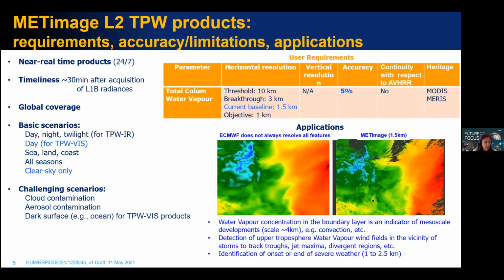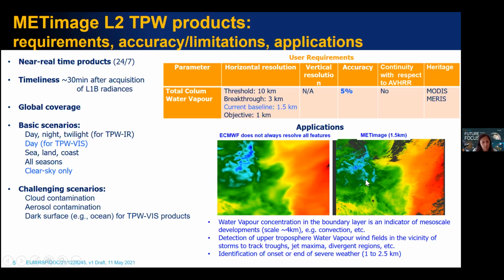And the main application of this product, in our view, is the following. So what you see here on the left is an ECMWF forecast prediction for total column water vapor in the atmosphere. And you can see that the resolution, unfortunately, is not high enough to detect water vapor features of the order of 1 to 4 kilometers. Instruments like EUMETIMAGE or MODIS or other instruments, for example, the current Sentinel-3, are able to retrieve features with lower resolution. So as you can see, the resolution is much improved.